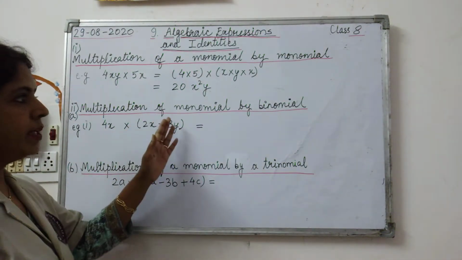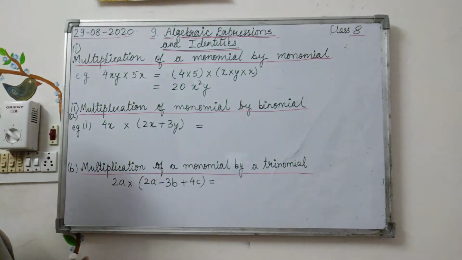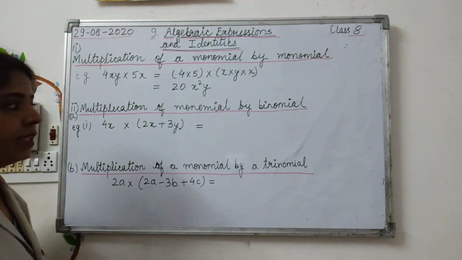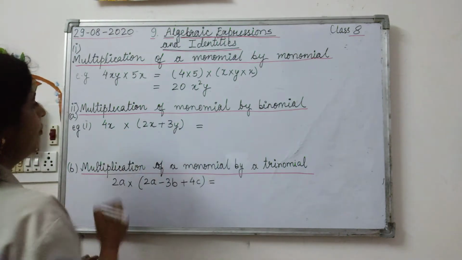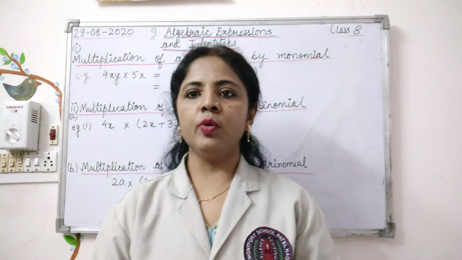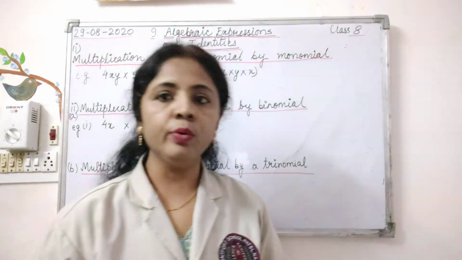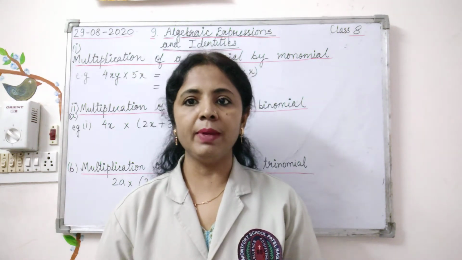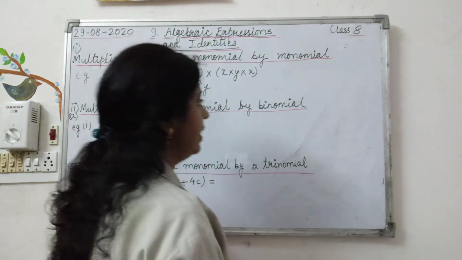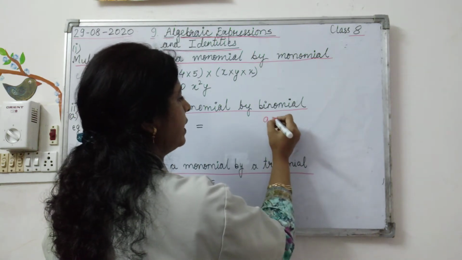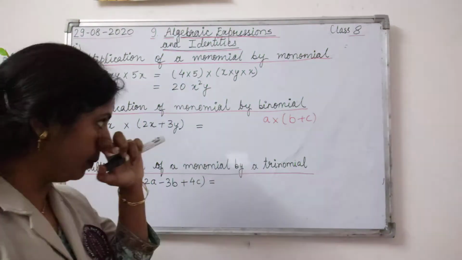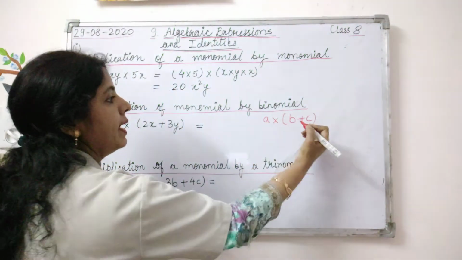And now the multiplication of a monomial by a binomial. Let us take this binomial 2x plus 3y and multiply and see the result. Before multiplying a monomial by a binomial, we have to recapitulate what we had done when we learned the distributive property of multiplication over addition, in which we multiply a number a by b plus c. This property is called the distributive property, and we will utilize it.